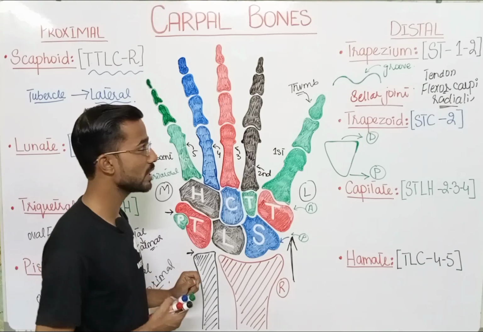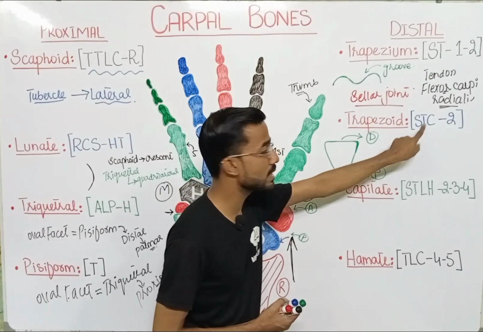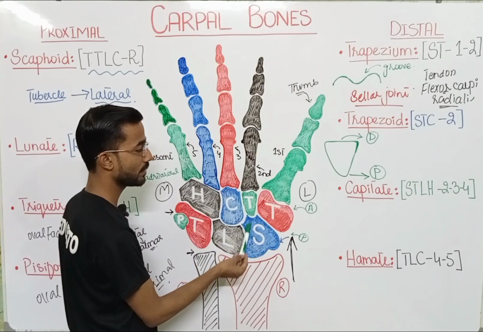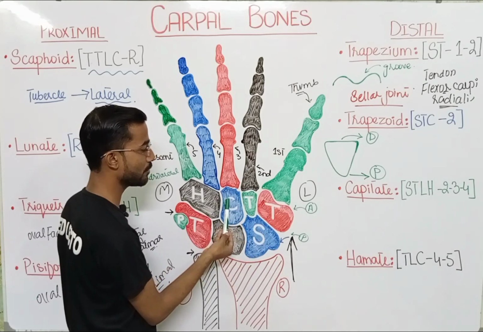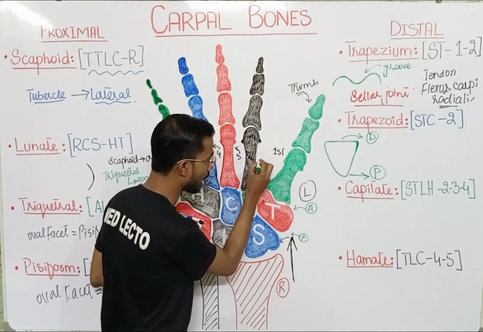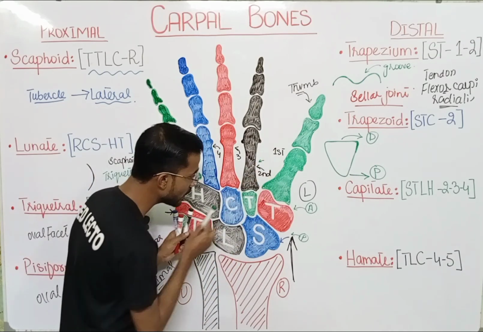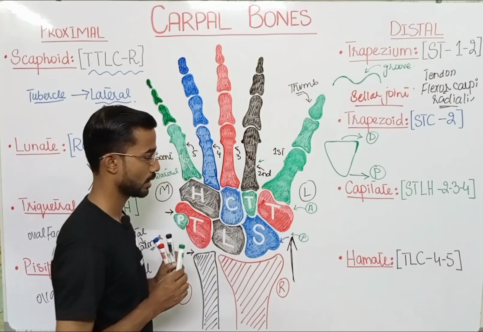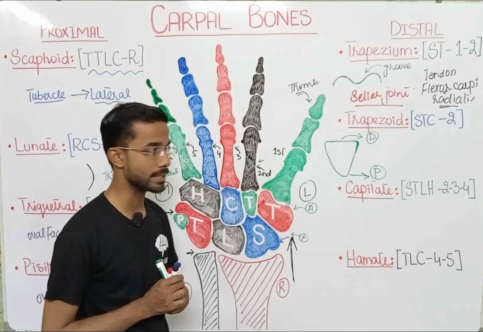And what bone will actually attach to this? STC2. What does it mean? S for scaphoid, T for trapezium, and C for capitate, and 2 for the second metacarpal will also attach. So actually trapezoid is surrounded by 1, 2, 3, 4. So it will articulate with all these bones.